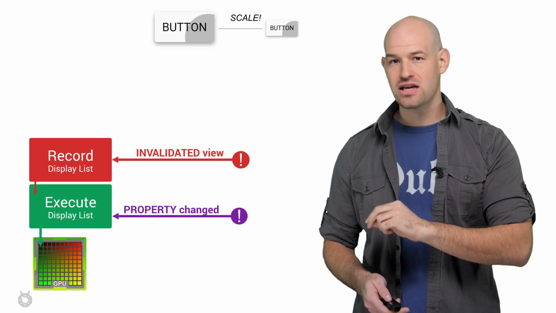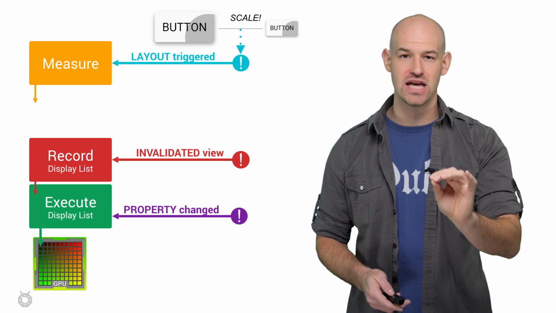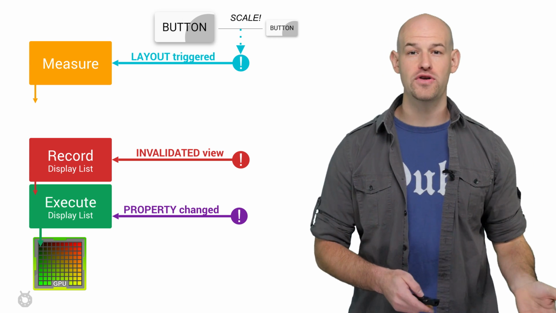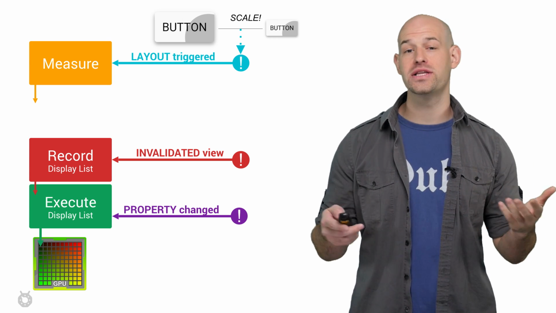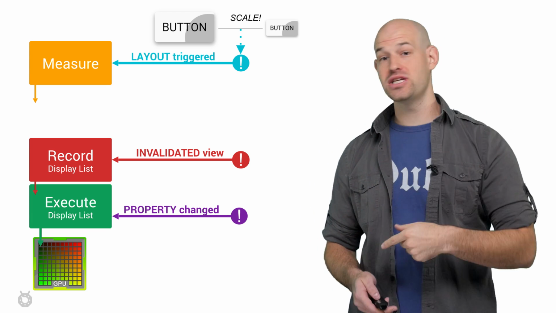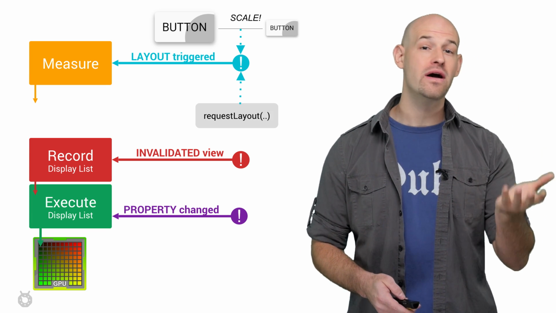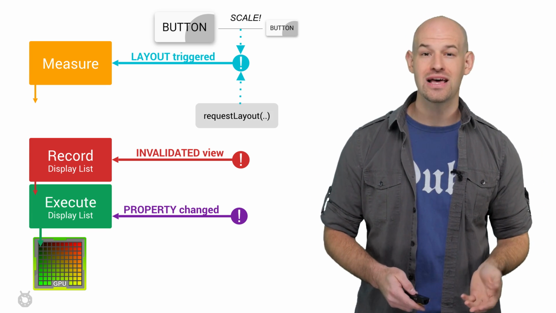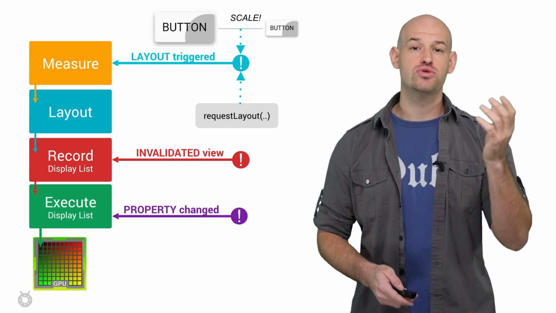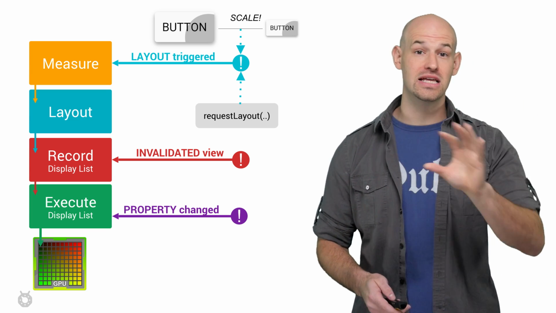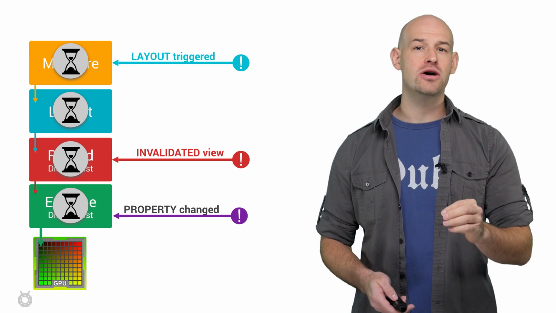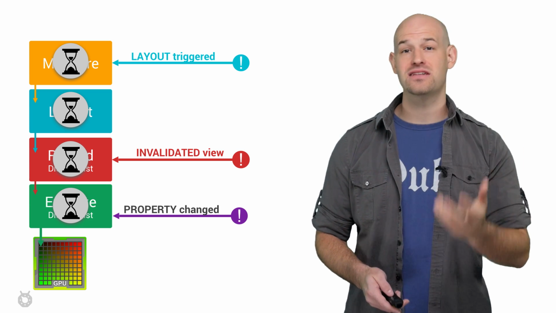See, when the sizing of your view changes, the measure phase will be kicked off, and we'll walk through your view hierarchy, asking each view what its new sizes are. And if you change the position of things, call request layout, or if a view group repositions its children, the layout phase will kick off, traverse the hierarchy, and figure out where everything needs to be located. And you need to be conscious that each one of these stages takes time to run.